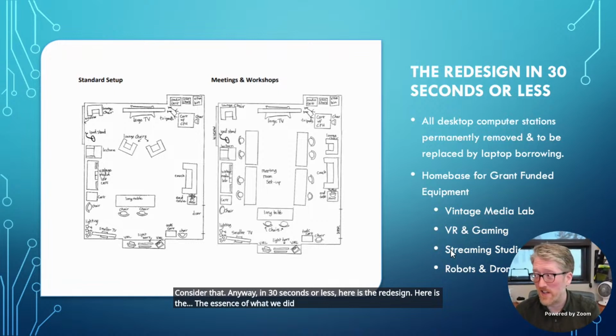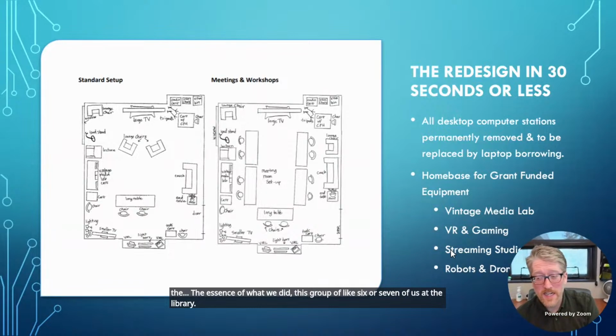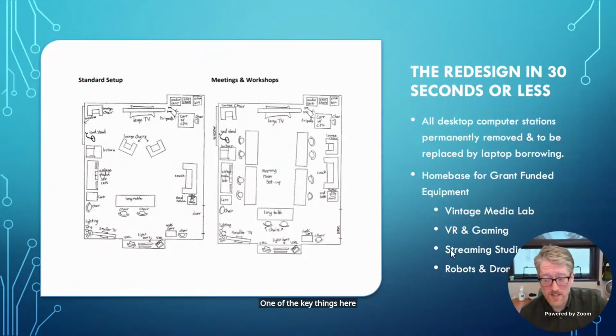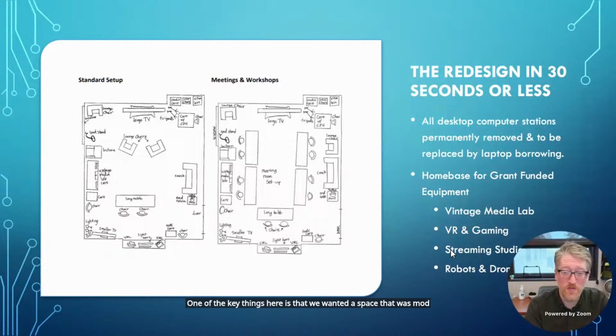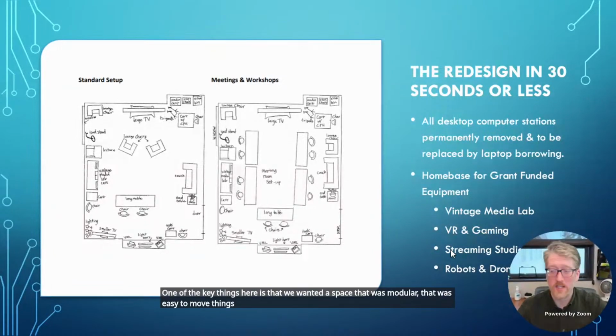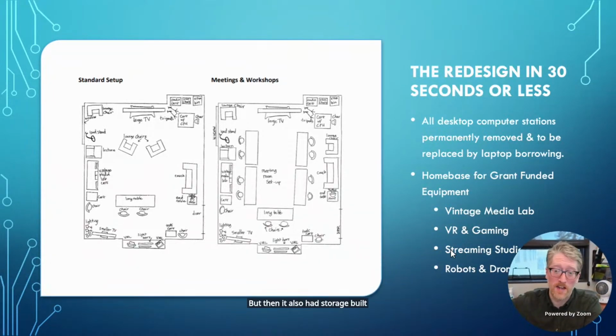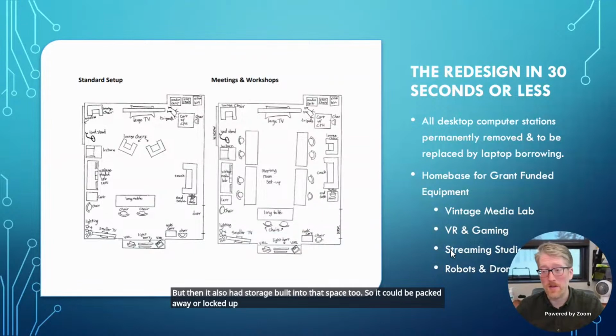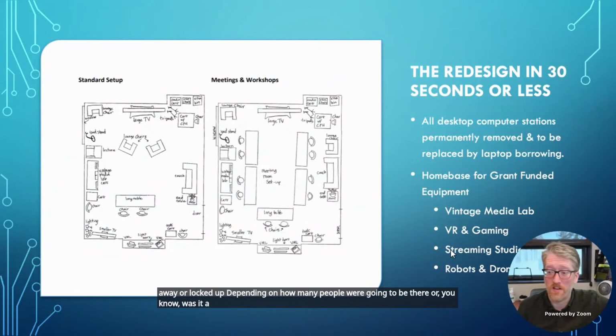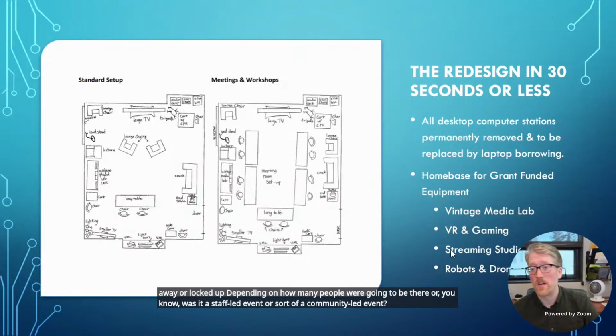This group of 6 or 7 of us at the library. One of the key things here is that we wanted a space that was modular, that was easy to move things around. Everything's on wheels. We could have different setups depending on what was happening. But it also had storage built into that space too. So it could be packed away or locked up, depending on how many people were going to be there, or whether it was a staff-led event or a community-led event. We had all that in mind when we started.